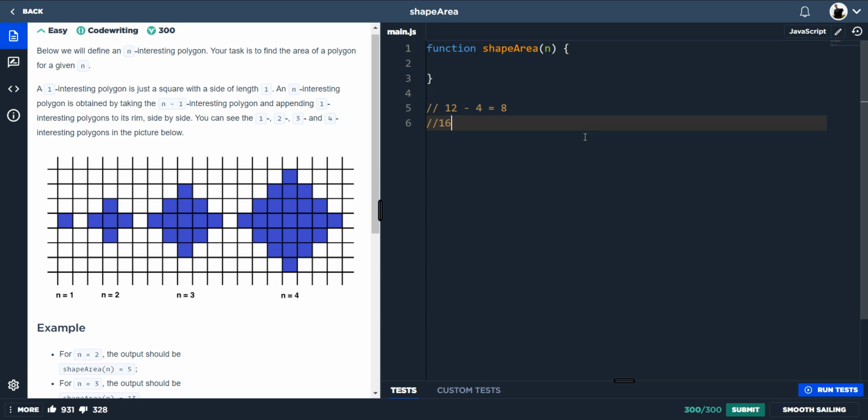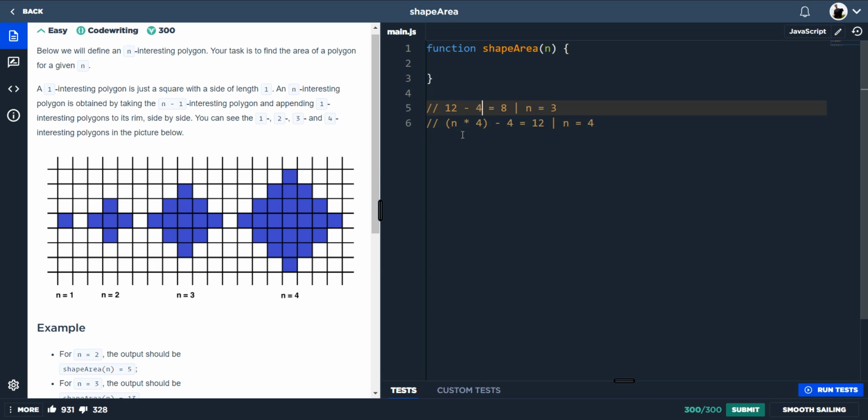So 16. Let's just change. So that is when n is equal to 3. 16 minus 4, which gives us the 12. And this is for when n is equal to 4. But what we actually did to get this number here, 16, was we did, just put this in brackets, n times 4. And that gave us a 16.